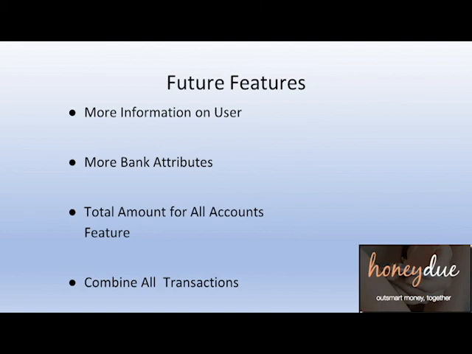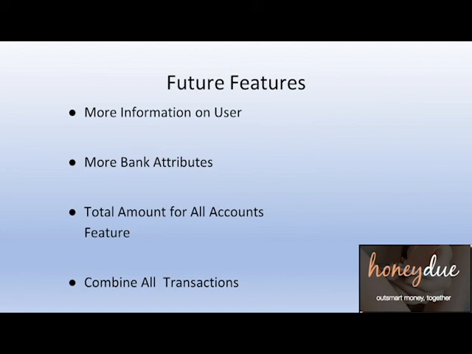Now let's look at possible future features that this database could support. The first one is more information on the user. This would be things like phone number, so if your partner needs to get a hold of you, you can just click on the phone number on the app and it will automatically call them. Another one would be more banking attributes, such as maybe the bank's address so you can find it easy, phone number.